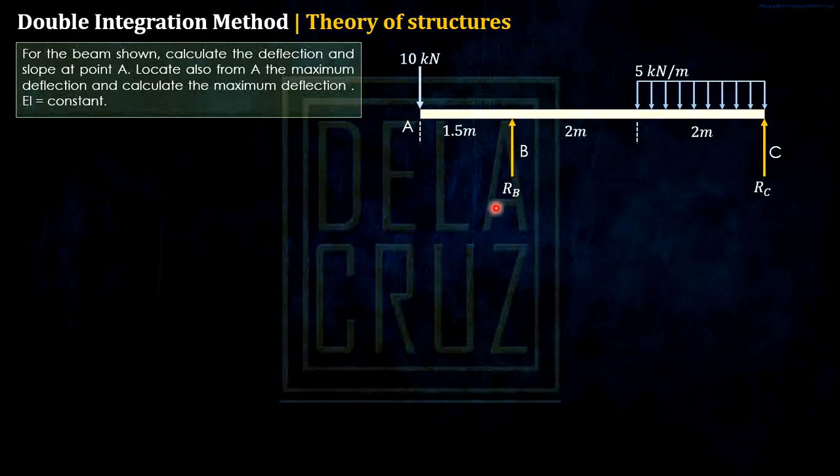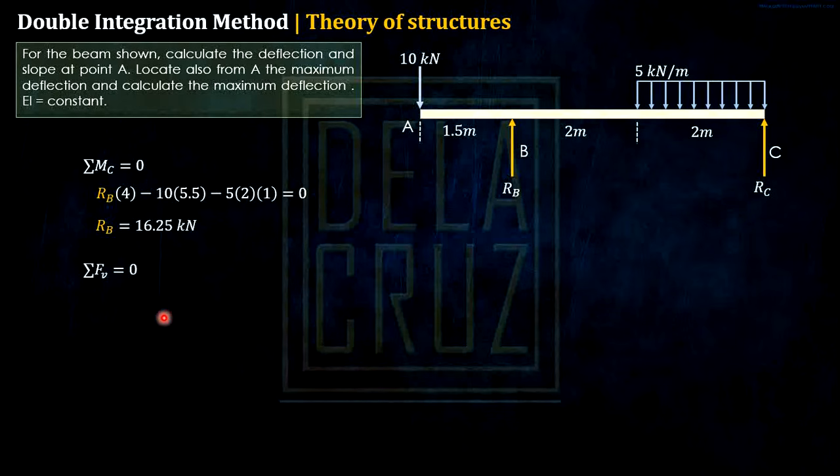Calculating this RB, that will be summation of moment about C. That will be RB times 4 minus 10 times 5.5 minus 5 times 2 times 1, and RB is 16.25 kilonewtons. Then calculating RC, that will be just summing up forces vertical. That will be RB plus RC minus 10 minus 5 times 2, and that will be 3.75 kilonewtons. And let's substitute this to the figure.